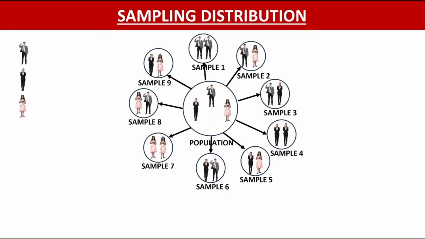Now let us consider a small example. Let the height of each person be 6 feet, 5 feet and 4 feet. So the parameter, that is population mean, will be (6 plus 5 plus 4) divided by 3, which is equal to 5. Now let us come to sample 1. Here the sample mean is given by (6 plus 6) divided by 2, which is equal to 6. So sample mean, that is x1 bar, is equal to 6. Similarly, we will get the sample mean for rest all samples.